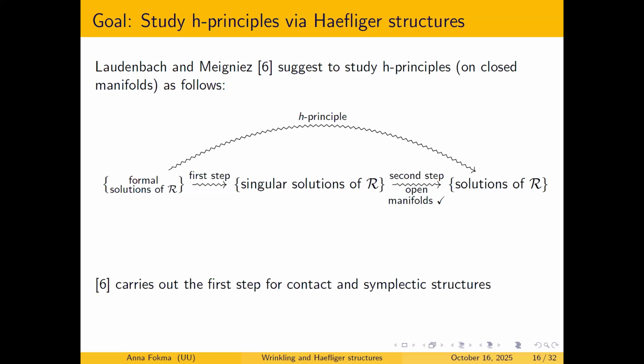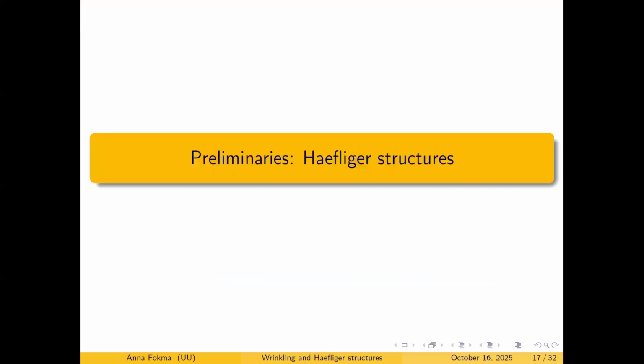The second step follows again by Gromov's work on open manifolds, so that's doable. But for closed manifolds, it really depends on the relation. So I'll not focus on that. Instead, we'll look at the first step. Laudenbach and Meunier proved that this could be done for contact and symplectic structures. And our goal is now again to show that it can be done for open and diff-invariant relations. Now we just need to know what kind of singular solutions we allow for, and those will be formalized using Haefliger structures.